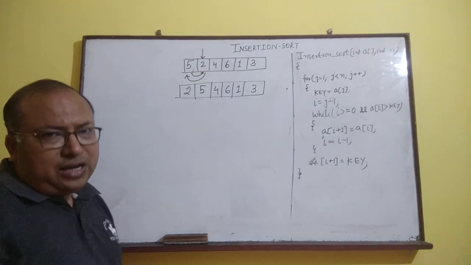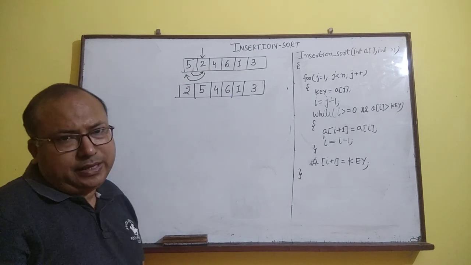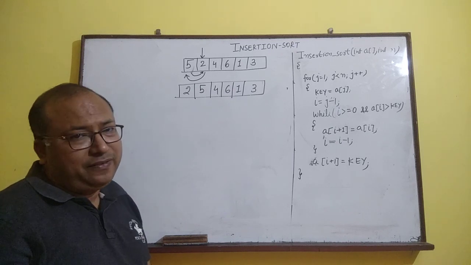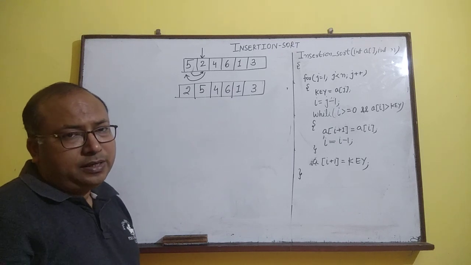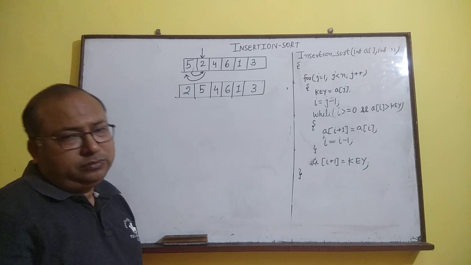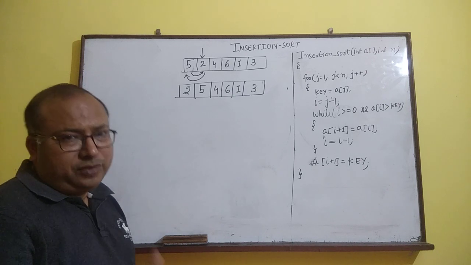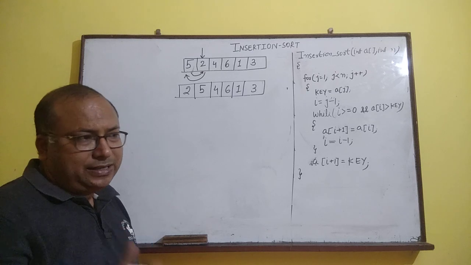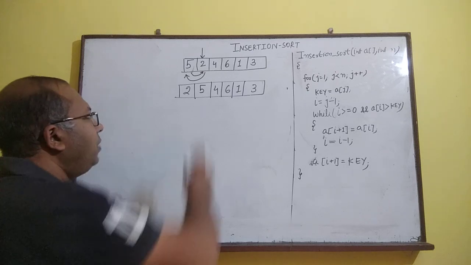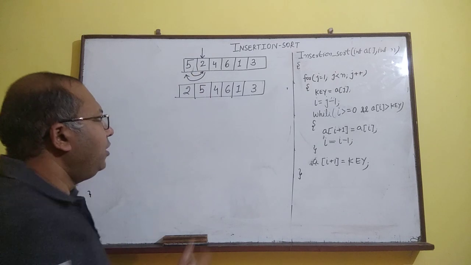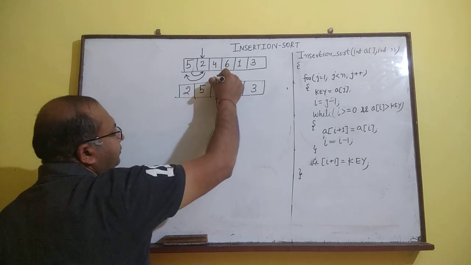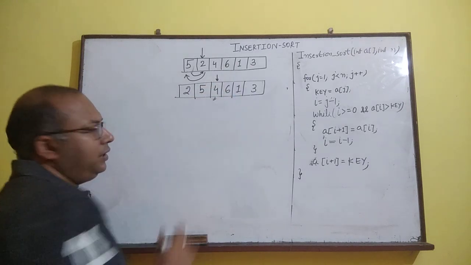In one way, it looks like a swap. That means we swap the values 2 and 5, but exactly we had not swapped here. In a later example, we will see that it is not a swap, it is basically a shift. Because we are done with the second element, now we will do the third element.